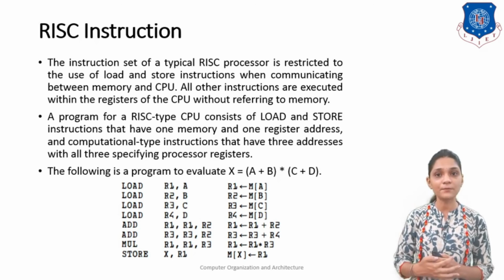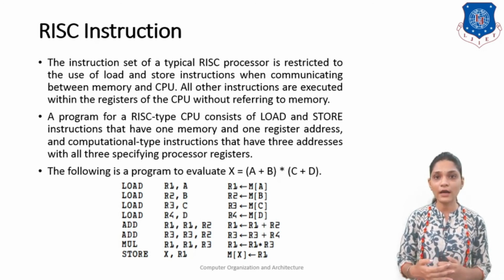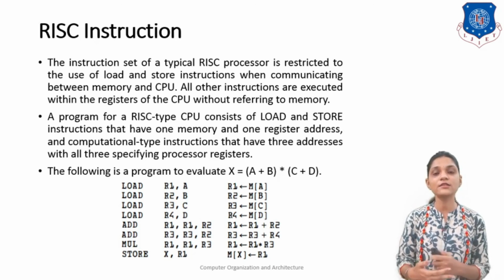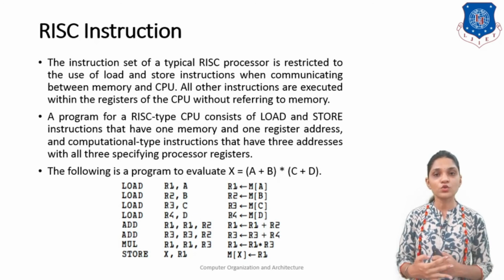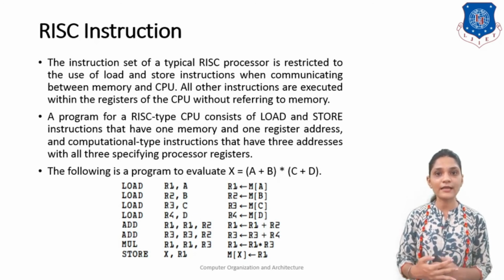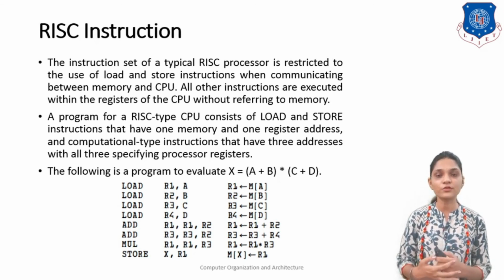Lastly, we will do the multiplication operation. Our addition results are stored in registers R1 and R3. So we will do MUL R1, R1, R3. This will multiply R1 and R3, and the result is going to be stored in register R1. And lastly, we need to store this result to memory location X. So we will use the instruction STORE X, R1, as our R1 contains the multiplication result. By this instruction, the result of the multiplication is stored at location X.